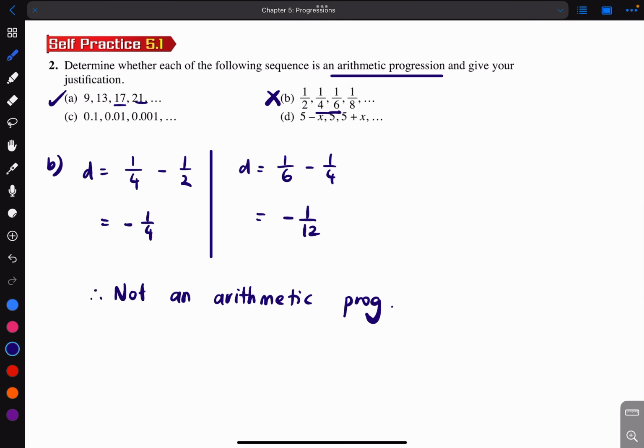Done. So we don't have to continue finding the rest. Since here itself the difference is not the same between the first D and the second D, not the same. So we can already say this is not a progression.